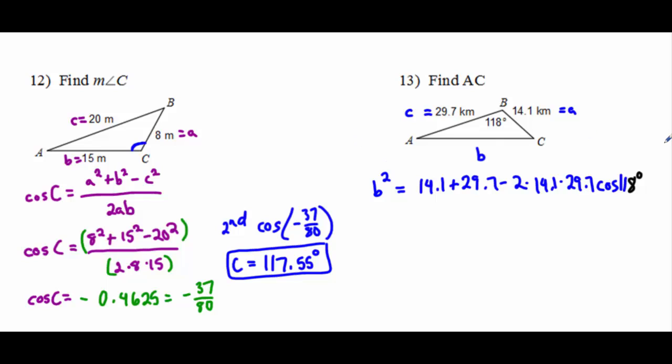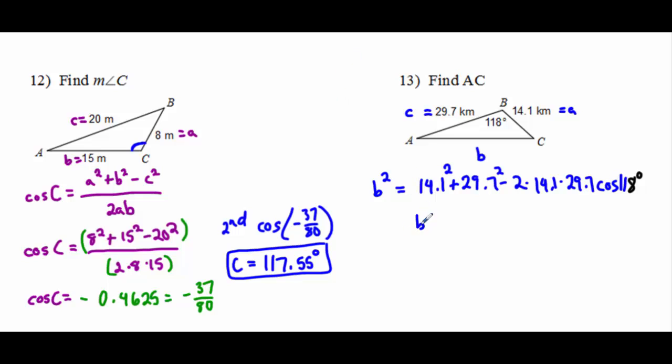Okay, so I'm going to type this into my calculator. 14.1. I forgot to write the squareds here. So the formula is A squared plus C squared minus 2 times A times C times cosine of B. So 14.1 squared plus 29.7 squared minus 2 times 14.1 times 29.7 times cosine 118.